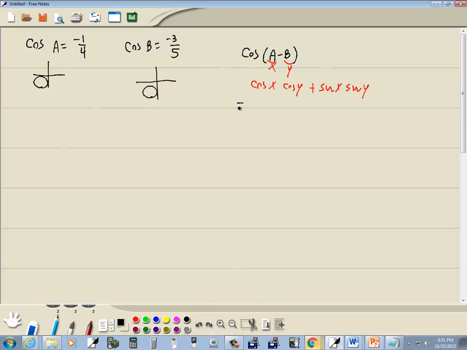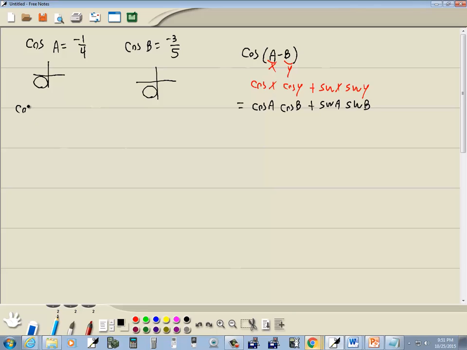So plug in everything we're given. We're given that x is equal to A, and y is equal to B. So we get cosine of A, cosine of B, plus sine of A, sine of B. Nothing much more exciting than switching the variables there. But we need to see what we need to find. We've got cosine A and cosine B, but we need sine of both of these.